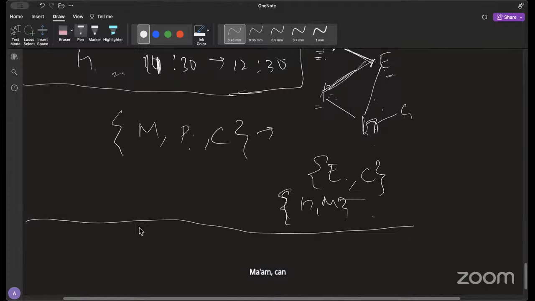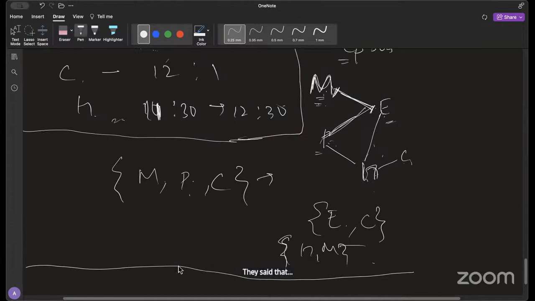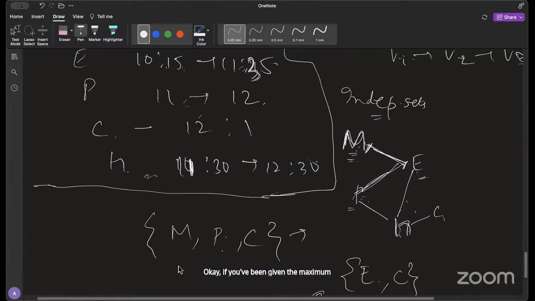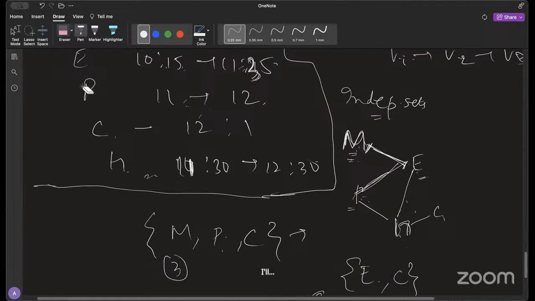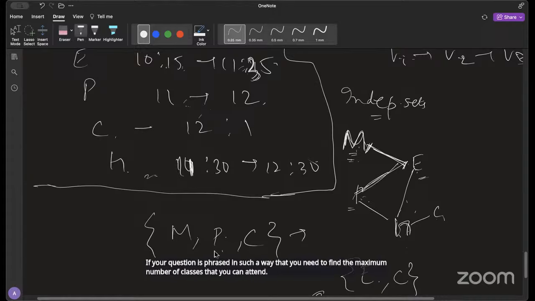Yes. Anything else? Ma'am, can we say that there is only one maximum independent set in a graph? Like one unique? No, there's not one. If you've been given the maximum number of classes you can attend, then there are obviously 3. In this particular case, there are 3 only. And if your question is phrased in such a way that you need to find the maximum number of classes that you can attend, then obviously there can be only one answer to it.